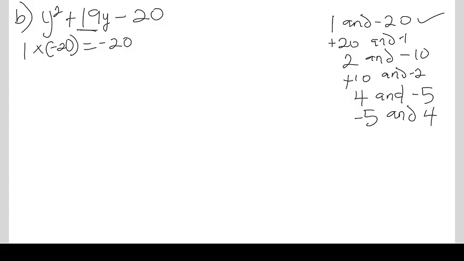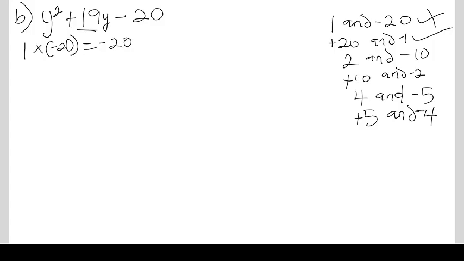And the same thing, 4 minus 5 is going to give me minus 1. Or if I want to use the second one, which is plus 5 and minus 4, it's going to give me 1. So none of these will give me plus 19, except the second one, which is plus 20 and minus 1. So I'm going to be replacing 19y, the term in the middle, with 20y and minus y.